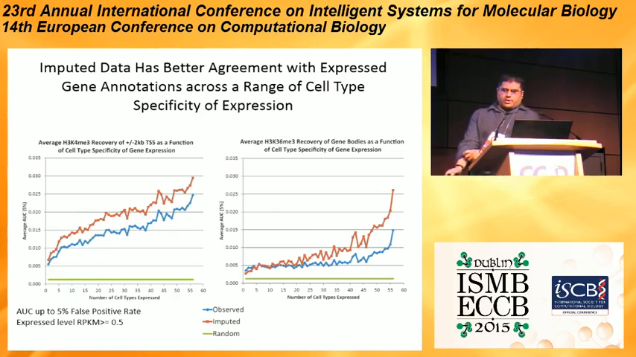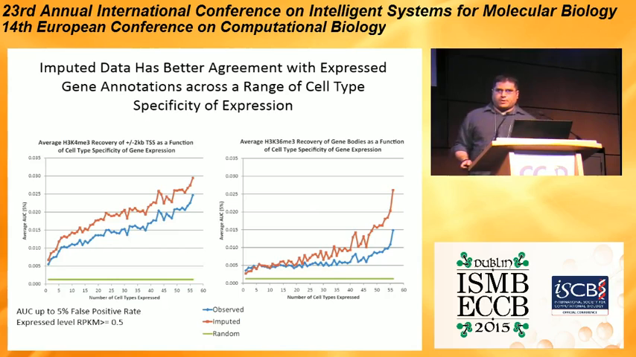And we can quantitatively ask how well we can recover expressed gene promoters based on H3K4me3 for the imputed data and the observed data, and gene bodies for the imputed and the observed data based on H3K36me3. I'm showing you this as a function of the number of cell types in which the gene is expressed.